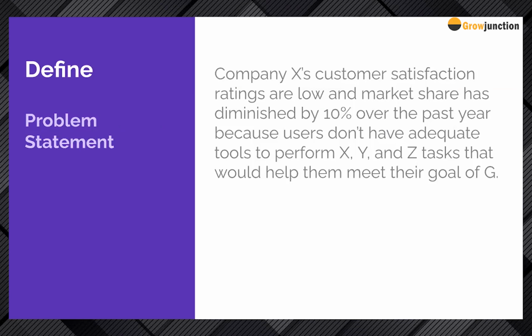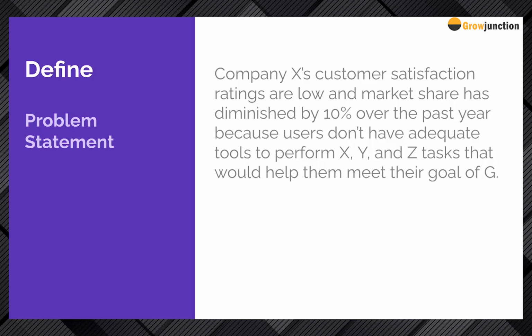Then let's define the problem statement very properly. It should be very metric oriented, and it should be as concise and as simple as possible. So, for example, here: company X customer satisfaction ratings are low, and market share has diminished by 10% over the past year, because users don't have adequate tools to perform XYZ tasks that would help them meet their goals of G. Now, how did we come to this problem statement?